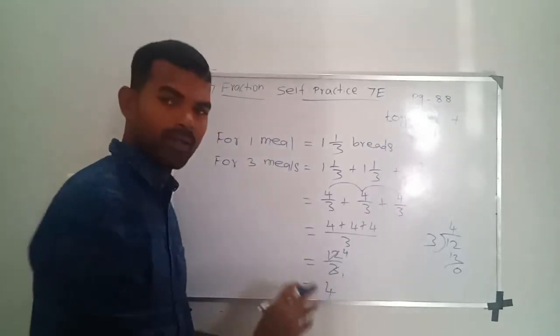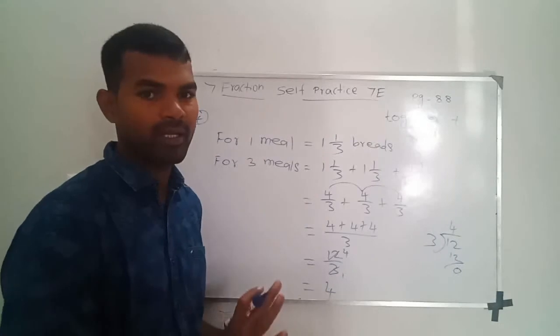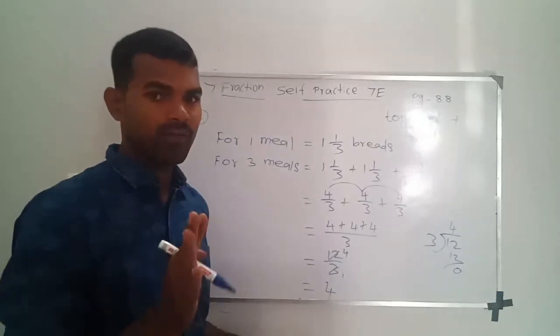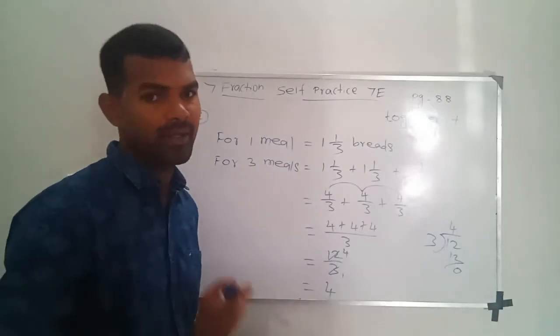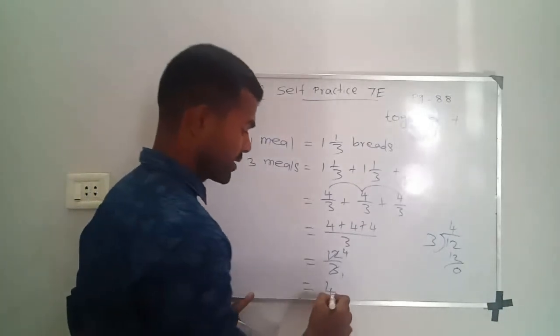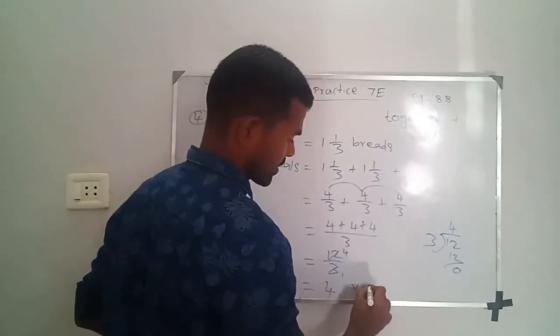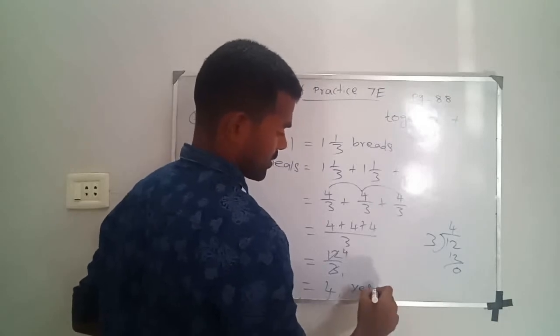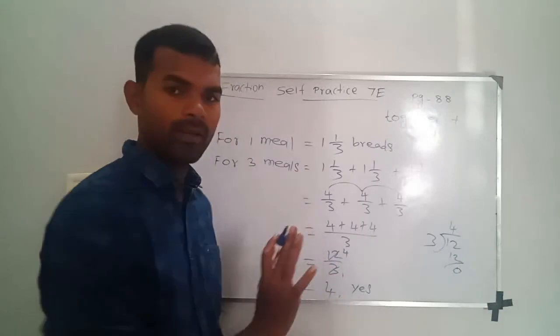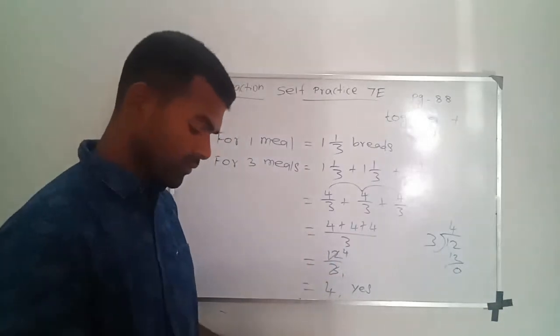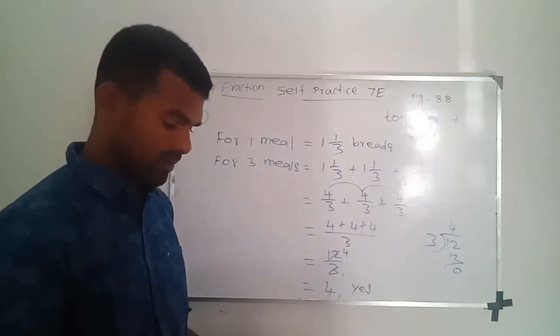So 4 breads is sufficient for the family. Got it? They have totally 4 breads. The 4 breads are sufficient for the family. So the answer is yes. Yes, it is sufficient. Okay, got it? The answer is yes. The 4 breads are enough. Next, let us see question number 5.